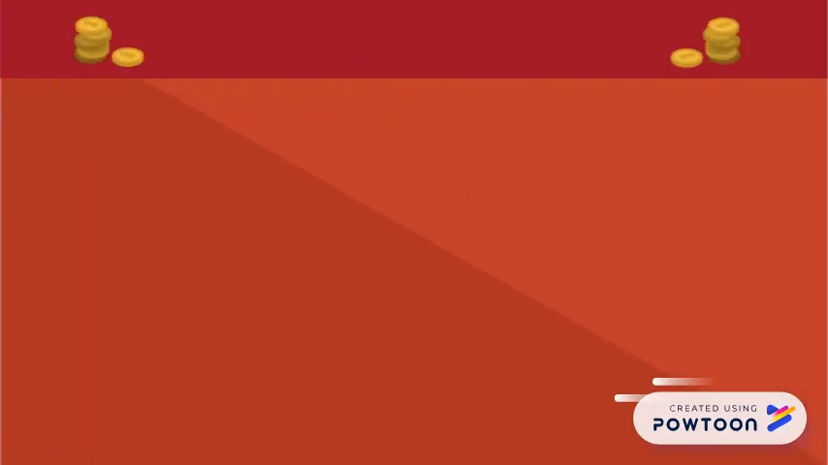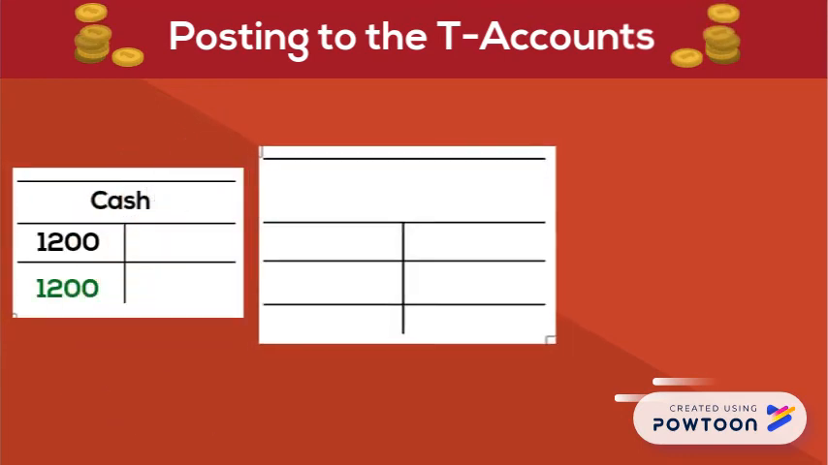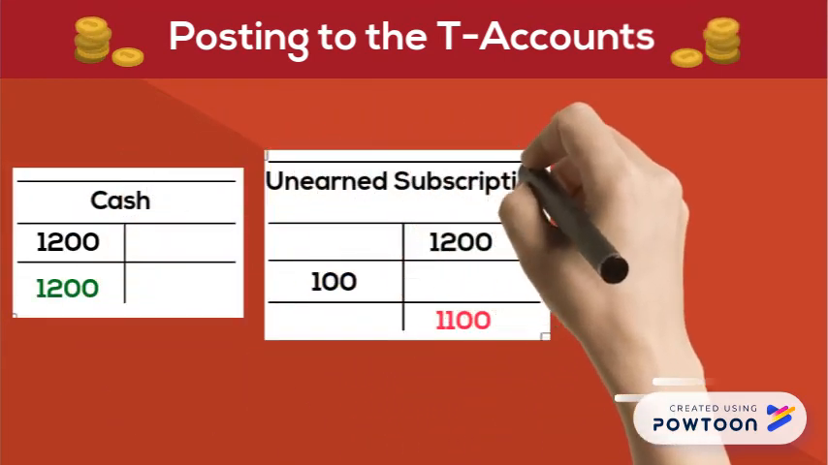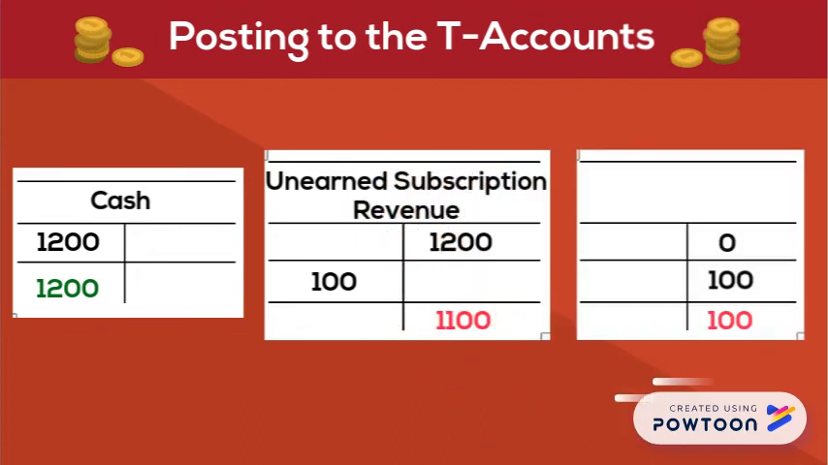The next step is posting the entry to the relevant T accounts as follows. Cash will remain the same, $100 will be debited on unearned subscription revenue, creating a total of $1,100, and $100 will be added to subscription revenue.